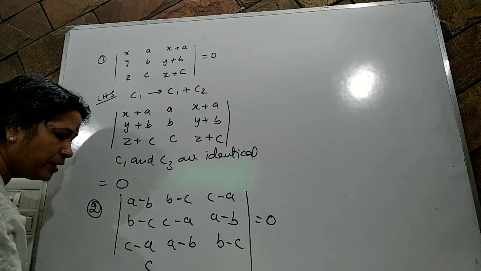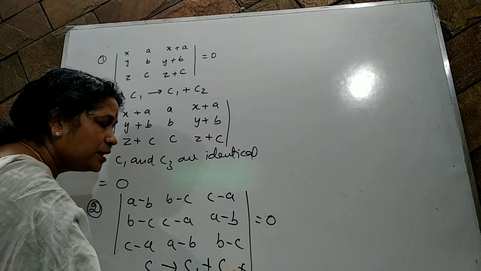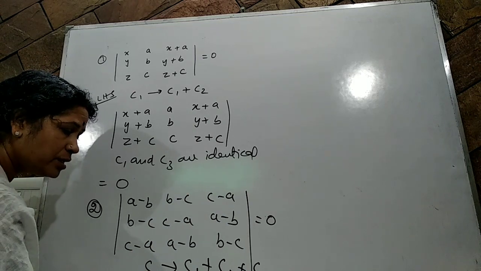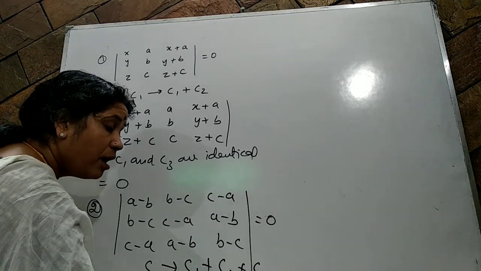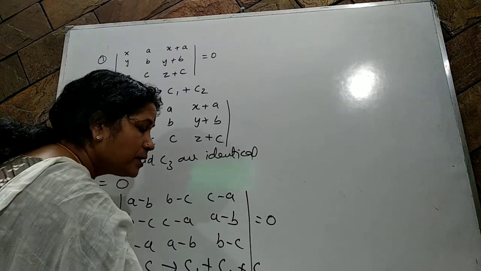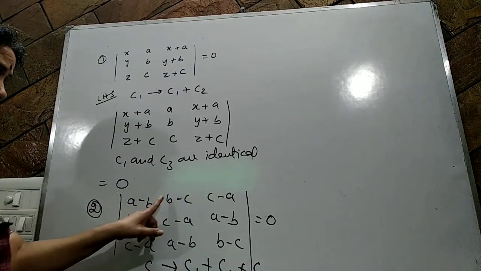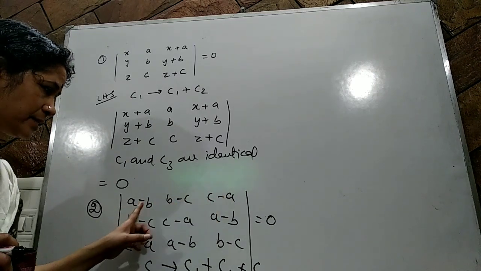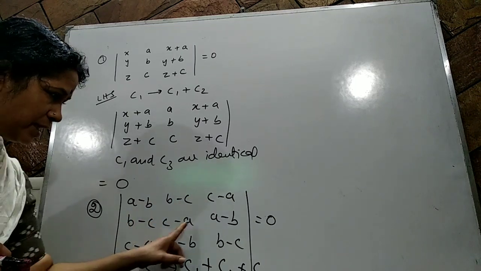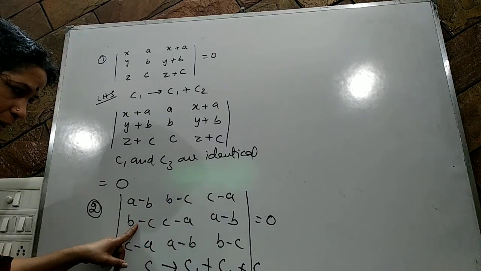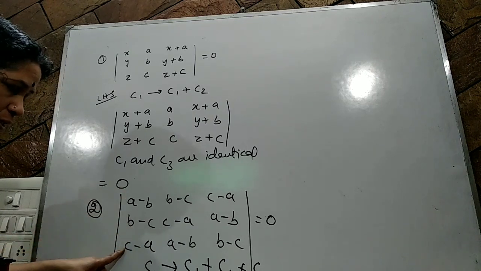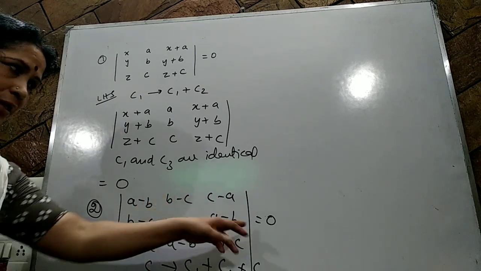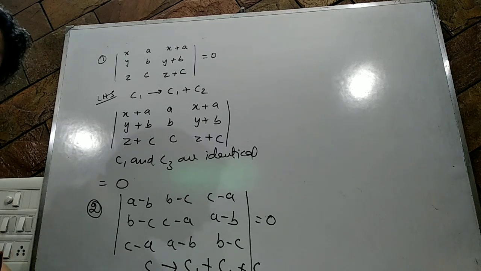Either you write C1 as C1 plus C2 plus C3, or you can use R1 as R1 plus R2 plus R3. Now see, if I do C1 plus C2 plus C3 in the first column, a minus b plus b minus c plus c minus a, everything will cancel to 0. Same with the next element, everything will cancel, you will get 0. So first column 0, 0, 0. So if any row or any column has all elements 0, then the value of determinant is 0. So can you do this one as homework?